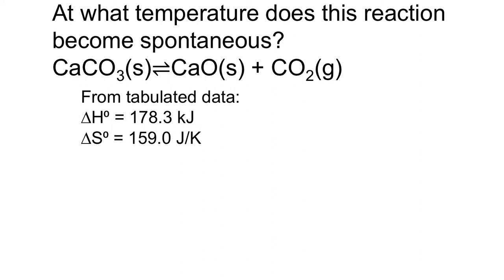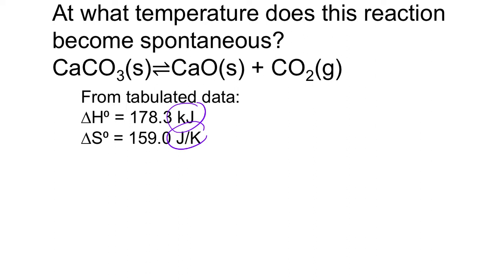So let's take a look at the reaction of calcium carbonate forming calcium oxide and carbon dioxide. And from our tabulated data, we have determined that delta H for this reaction is 198.3 kilojoules, and delta S is 159 joules per Kelvin. Look at our unit difference here. That's an important thing. That's an easy mistake to make when you do these calculations.